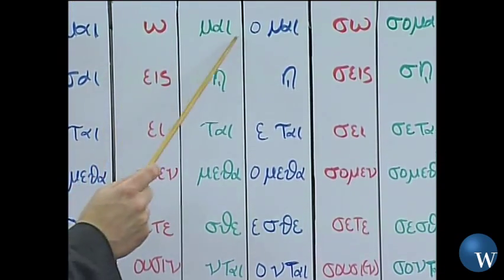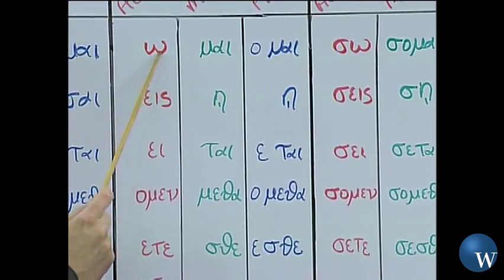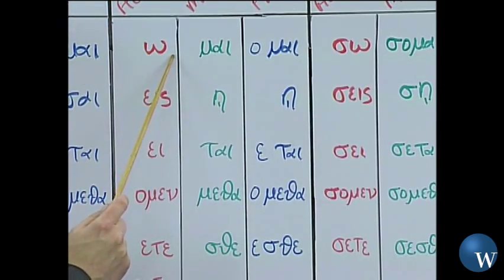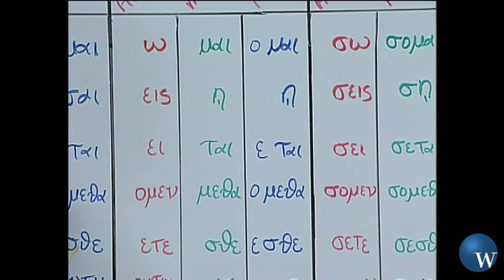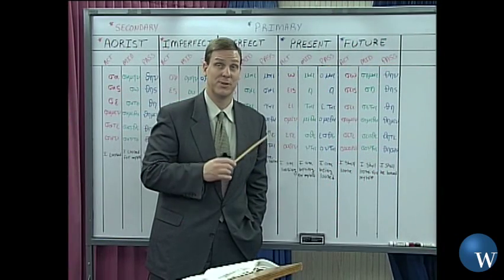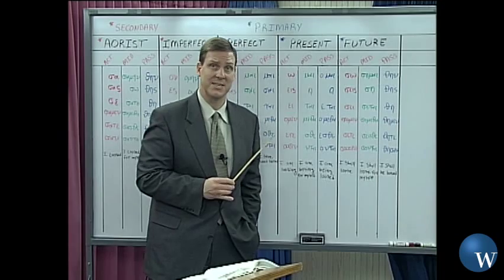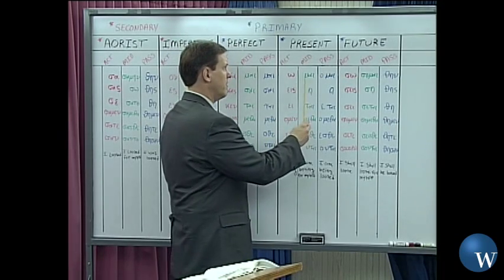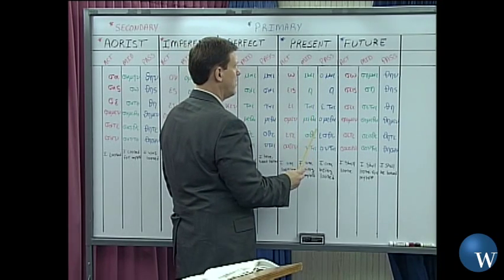What happened here with the omicron is that basically it was lengthened, and so technically in the active voice you don't have really an ending per se, okay? But we do learn it that way just because it's easier. All right, so we've learned our middle and passive endings for the present.